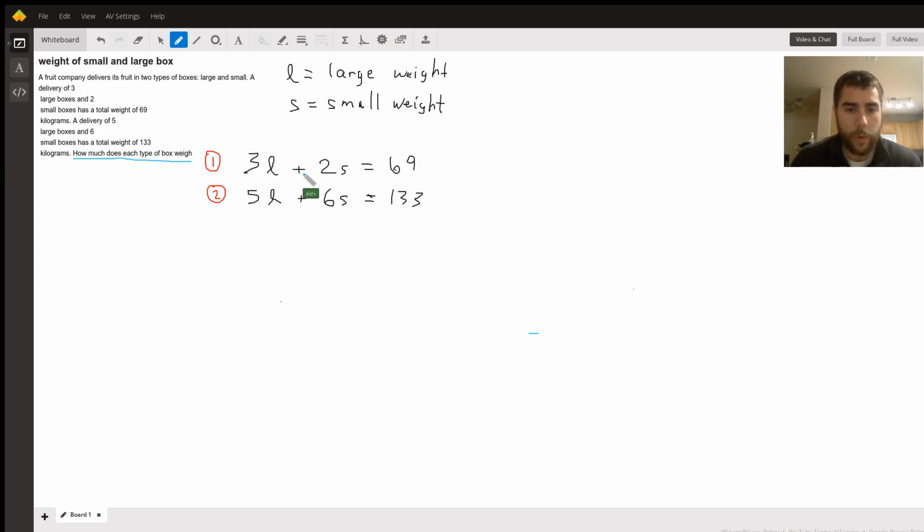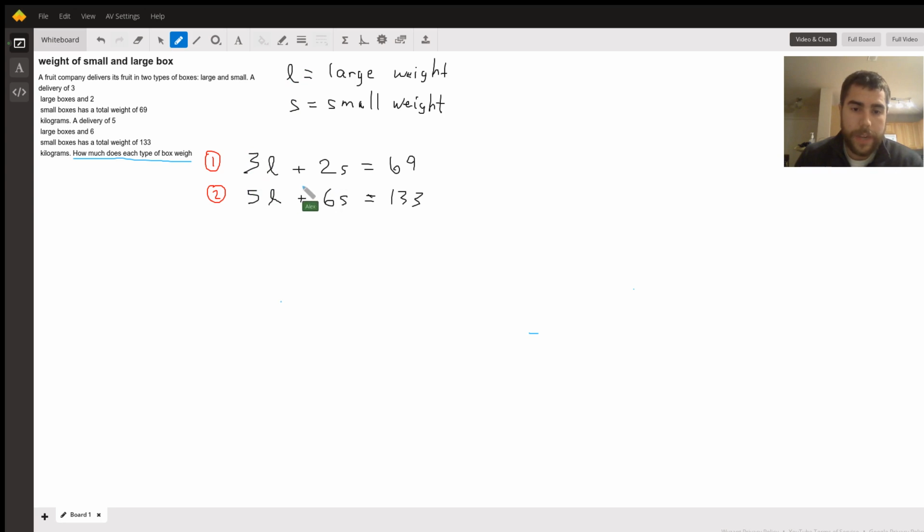All right, so I've written the equations here. You've got your 3 large boxes and your 2 small boxes totaling 69 kilograms, and you've got your 5 large boxes and 6 small boxes totaling 133. So you're just solving for the weights. There are a couple of ways to solve systems, but in this case, I think what's going to be easiest for us is the elimination method.